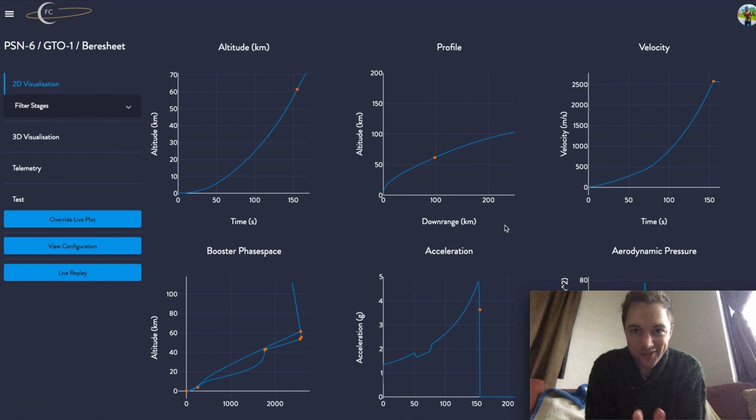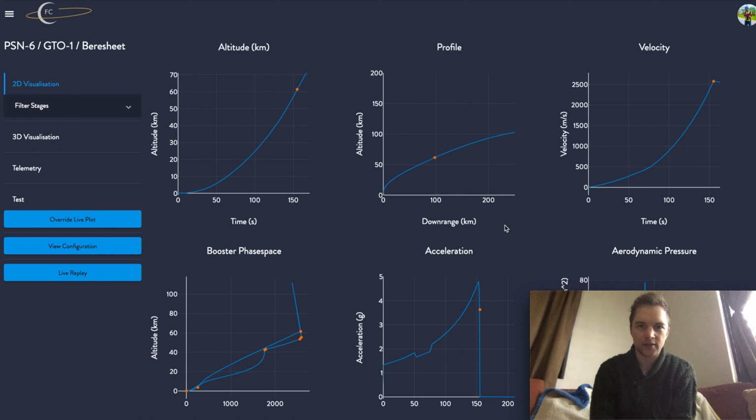So I have an idea for a way to create flight profiles for a launch without me needing to do all my trial and error. Run a simulation. Okay, that's a bit too low. Make this higher. Run it again. A bit too high. Make it lower. Run it again. You know, this constant iteration that I do manually at the moment. I'm trying to think of ways to automate that.